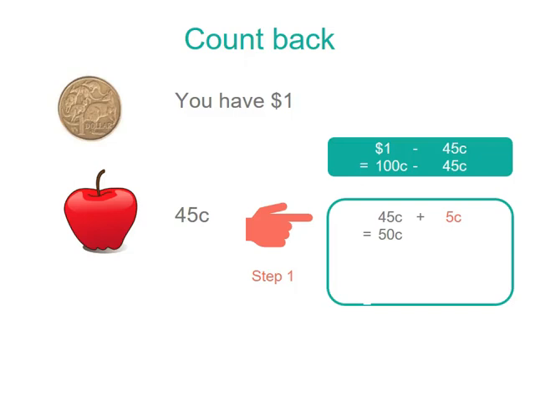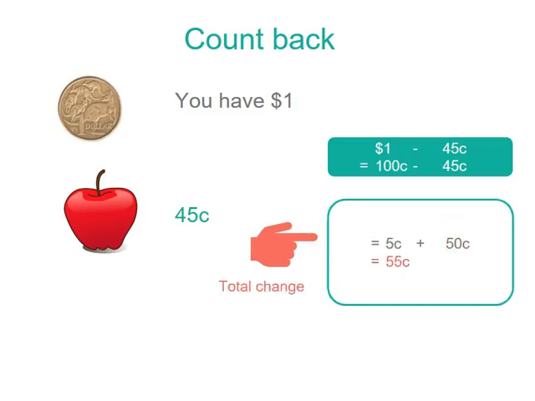So in my first step, I'm going to add 5 cents back to 45 cents, which gives me 50 cents. And in my second step, I'm going to add on another 50 cents to get $1. So 5 cents plus 50 cents is the total change. Now, it doesn't matter if we don't have coins for those values. We do in this case. We have a 5 and a 50 cent coin, but we're not working out which coins, just the total change.